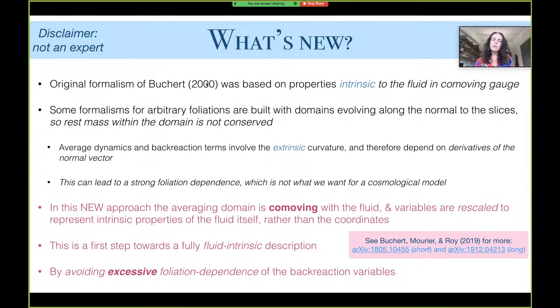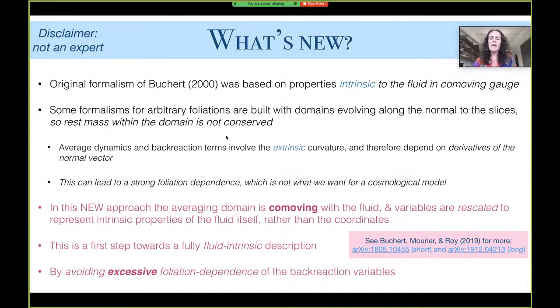So the original formalism of Buchert was based on properties that are intrinsic to the fluid, and it was developed in the co-moving gauge. And as a consequence, some formalisms were built to describe the average properties of the surface in an arbitrary foliation, so one that was not necessarily co-moving with the fluid. Some of these formalisms are built with domains which evolve along the normal to the slices of the hypersurfaces rather than along the four velocity of the fluid. And a consequence of this is that the rest mass within the domain is not conserved.